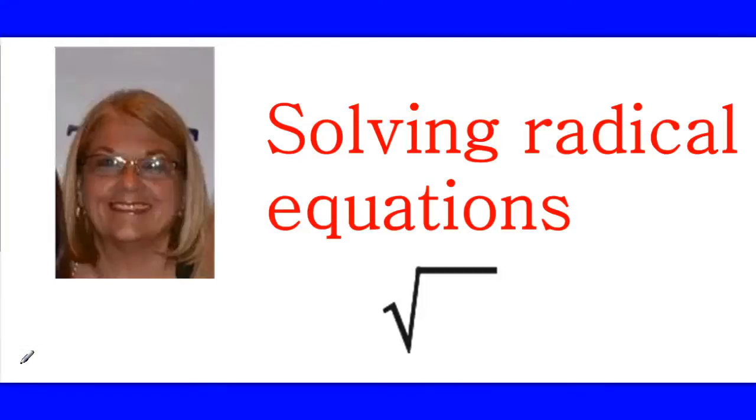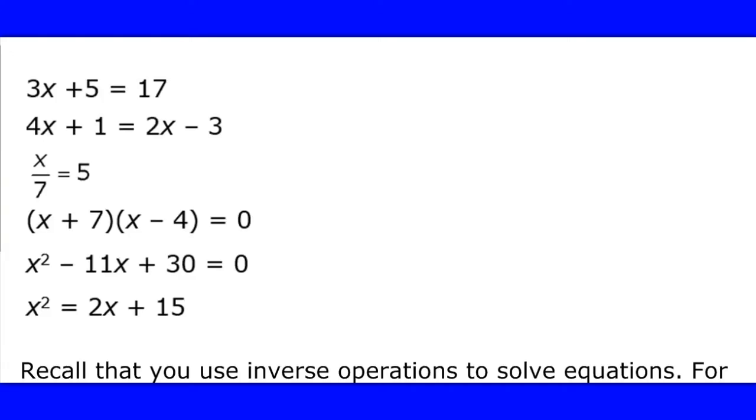We're going to solve some radical equations today. So let's first review just solving regular equations. You remember this. You would do inverse operations. So for the first one, we would subtract 5 from both sides, then divide both sides by 3, and your answer would be 4.